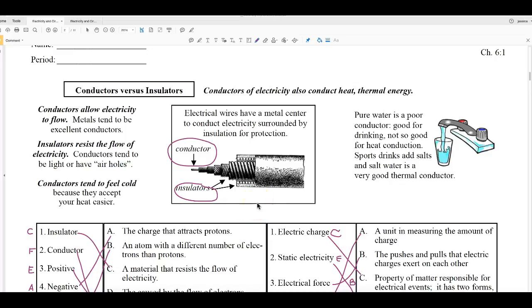So conductors allow electricity to flow, or electrons to flow. Metals tend to be excellent conductors. Insulators resist the flow of electricity. Insulators tend to be light or have air holes. Conductors tend to feel cold because they accept your heat easier. Pure water is a poor conductor, good for drinking, not so good for heat conduction. Sports drinks add salts, and salt water is a very good thermal conductor.